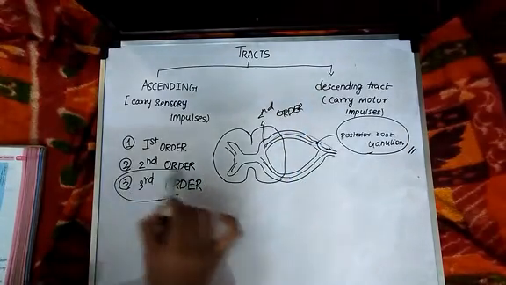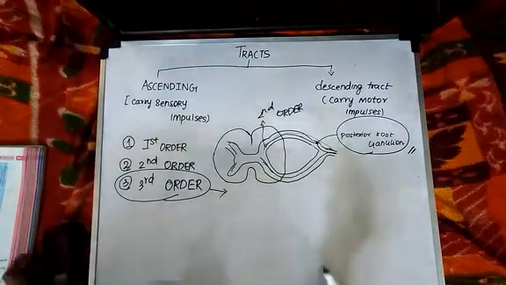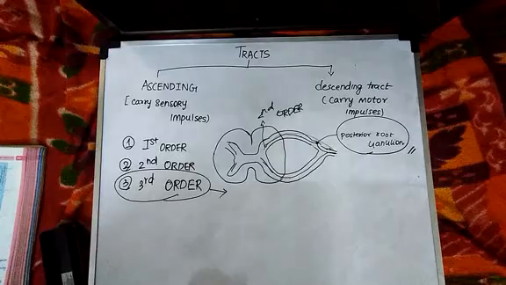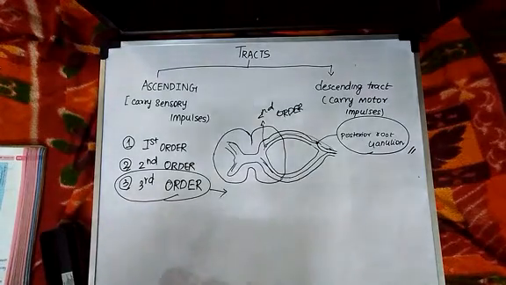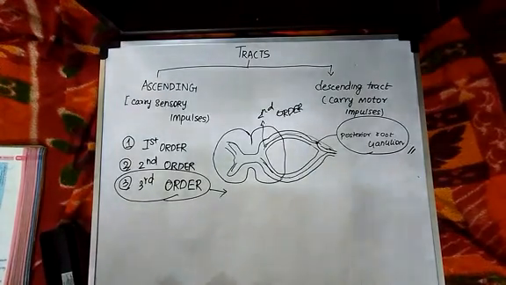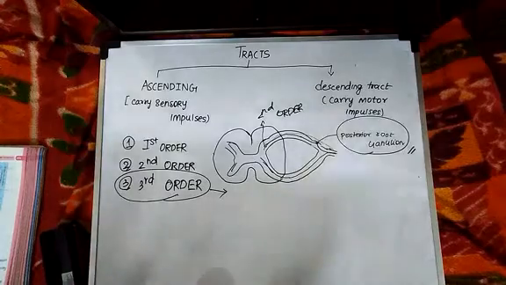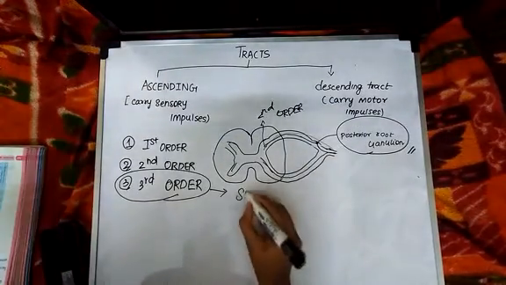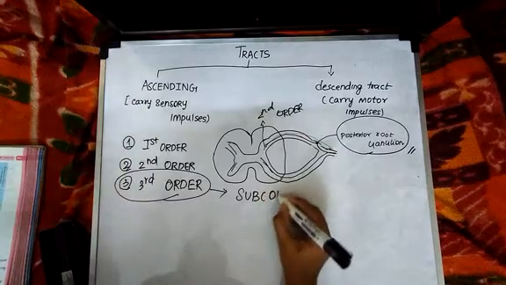Then your third order neuron: from the spinal cord, it is going to the subcortex. I already mentioned basal ganglia. What is the subcortical area? It's nothing but an area that is below the cortex. We call it a subcortical area. So the third order neuron will be in the subcortical area, that is, below your cortex.